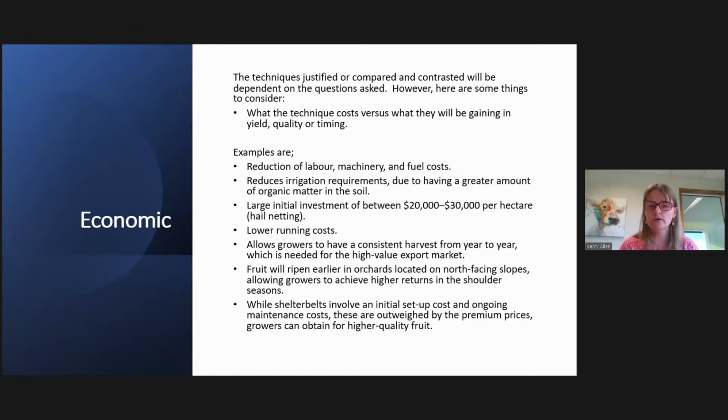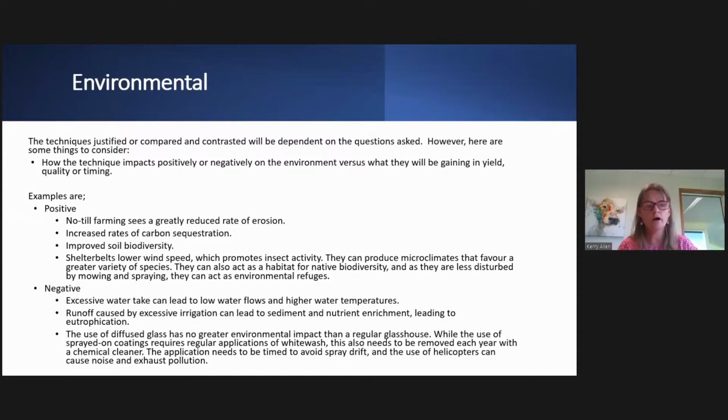It might be lowering of that running costs. Might mean you have a consistent harvest, which is good for your export market. It might mean you're ripening your fruit earlier, so therefore you're going to be on those shoulder seasons better, etc. Okay, so you need to be relating that back to that technique. So it could be either a justify or a compare and contrast. Okay, once again, environmental, it's going to depend on your technique, but usually we can break these into positive and negatives.